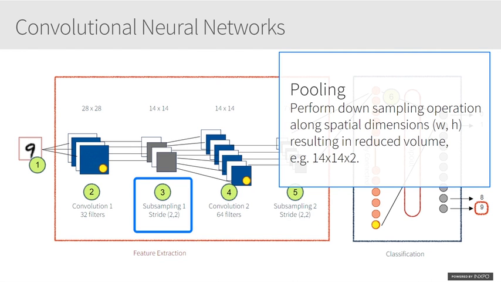So the whole concept of our neural network is that we end up having more and more smaller 14 by 14 images, okay, as we progress between the convolutions and pooling, okay.